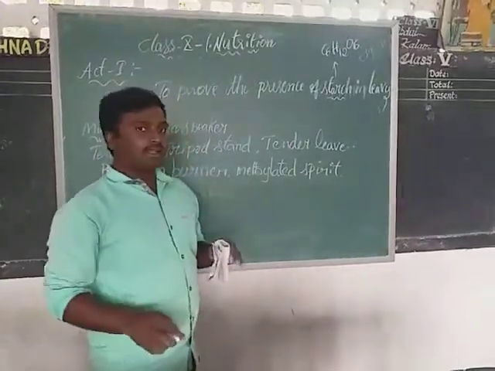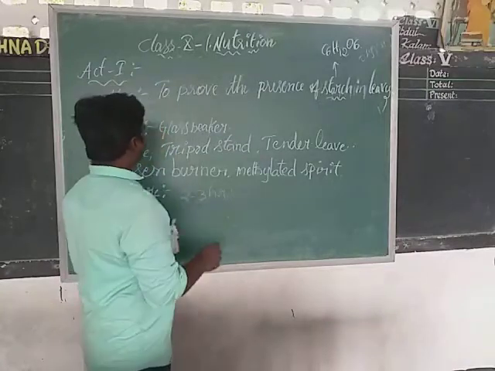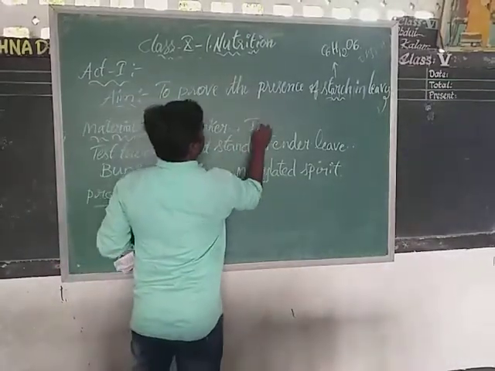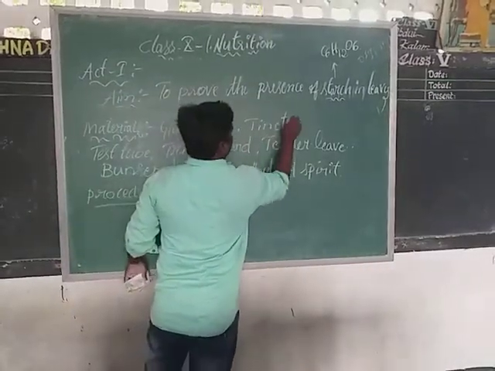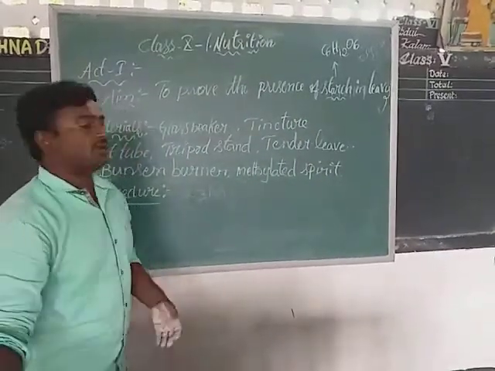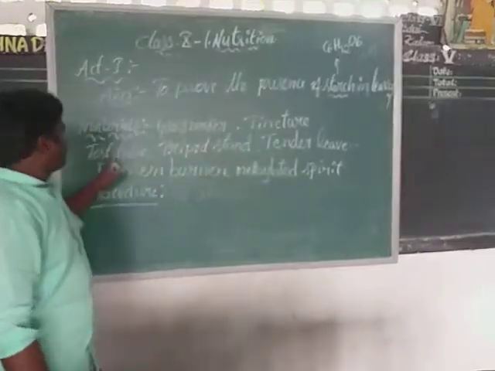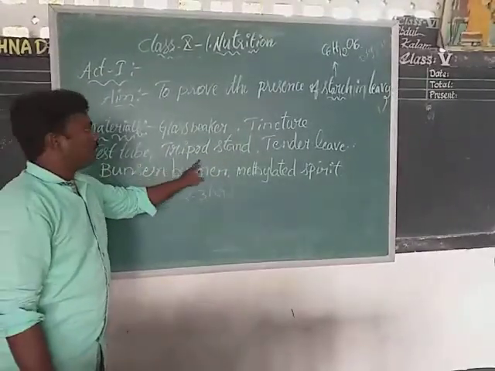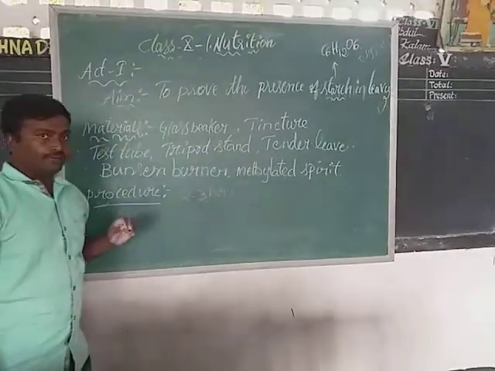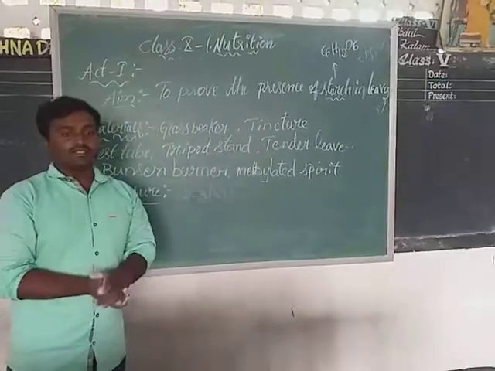Along with these materials, one important chemical is needed. That important chemical is tincture solution. Let us see the materials again: glass beaker, tincture, test tube, tripod stand, tender leaf. Next, Bunsen burner, methylated spirit.